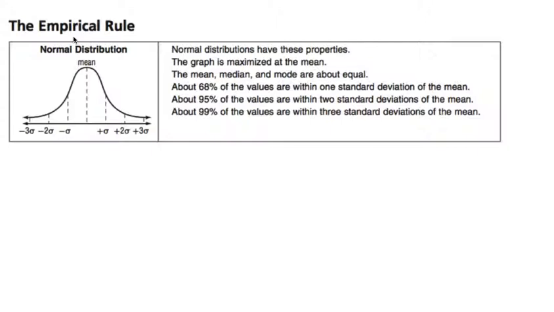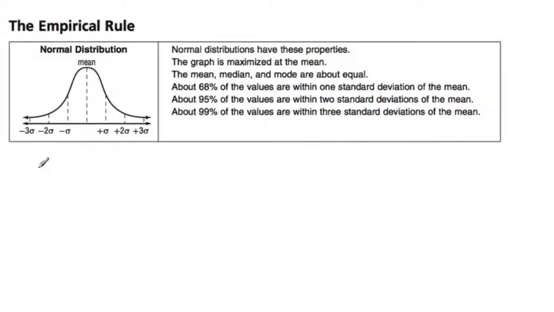The empirical rule is something that you went over Friday in that video, and it says if data is normally distributed, then it will have these properties. The graph is maximized at the mean, median, and mode are about equal, and then it has these three percentages. So we're going to talk a little bit about that.